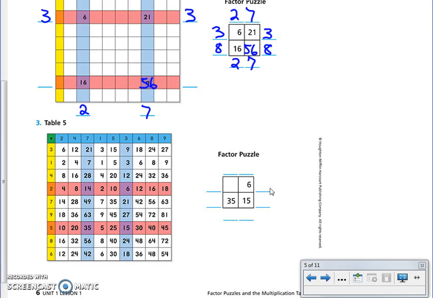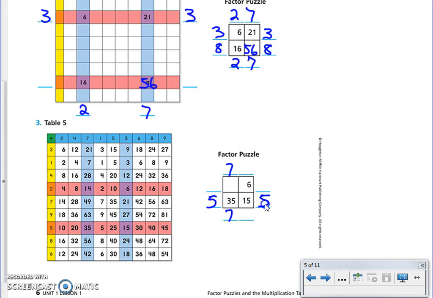Both of those are multiples of 5. This is the 5 multiplication table. Now I can jump here. 5 times what number is going to equal 35? That would be 7. So I record that down. And that column is going to be the 7 multiplication tables.